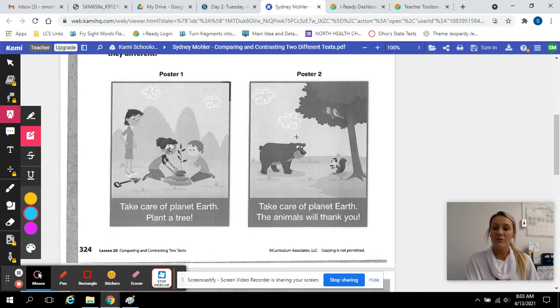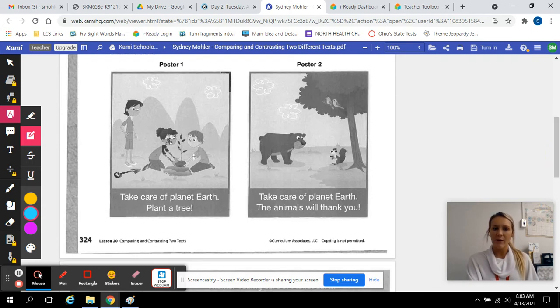And then poster two, you have two animals. They also look pretty happy. And it says, take care of planet Earth. The animals will thank you. So after looking at these two, how are these two the same? Okay, I see the key words take care of planet Earth in both of them. That seems like a similarity. They both want you to take care of planet Earth.